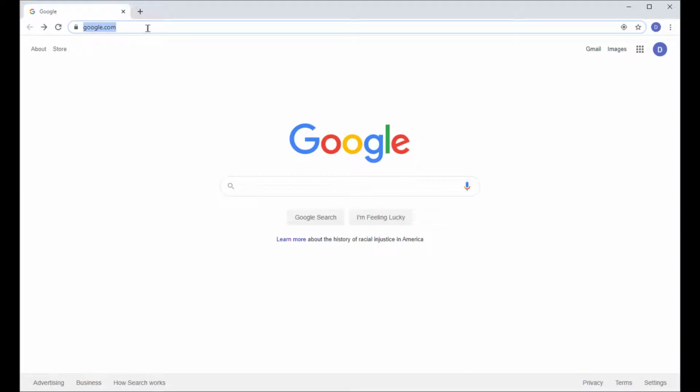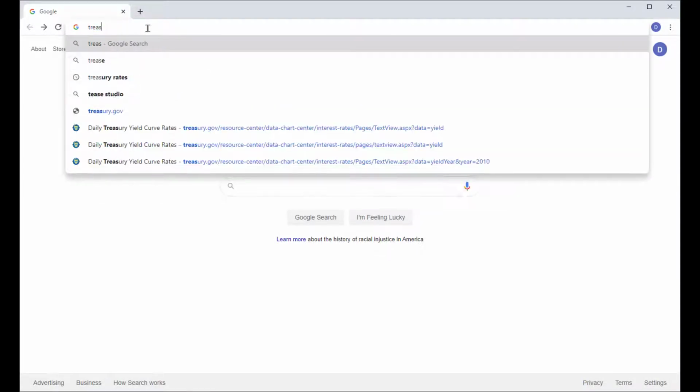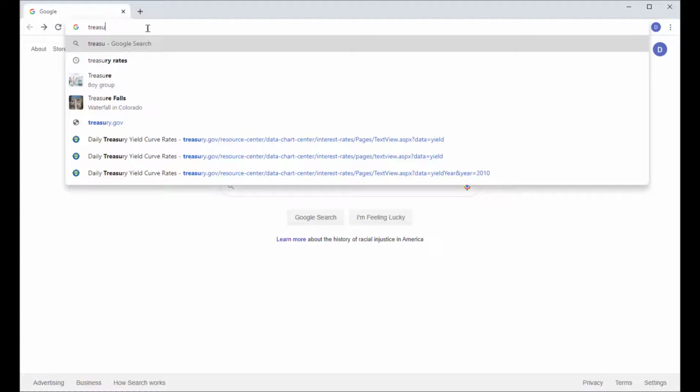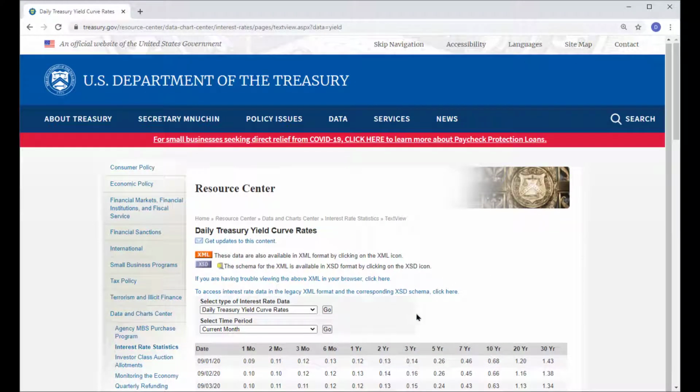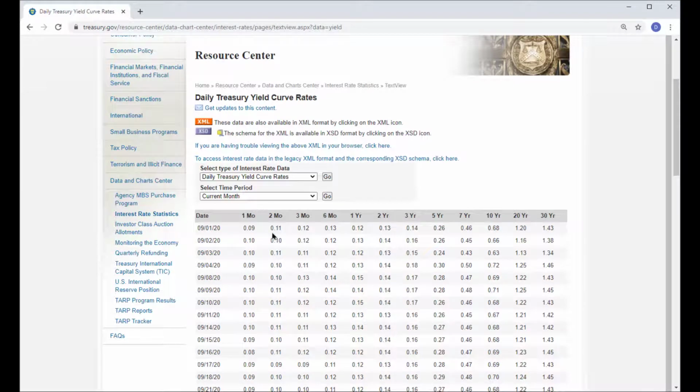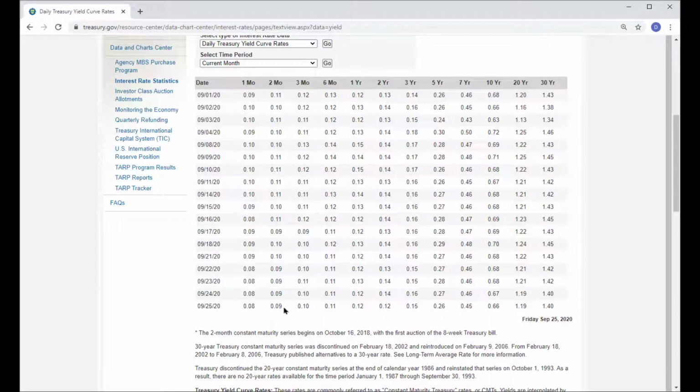First, let me show you where I pulled the data. I'm going to Google treasury rates. Click enter. My first hit is this daily treasury yield curve rates, and this is where I'm pulling the data from. And so you can see that we have the yield to maturity on 1 month, 2 month, 3 month, 6 month, all of the different maturities of treasuries, and here are the yields to maturity. Note that I would have to divide these by 100 if I'm going to do any calculations with them. So it's telling me that the 1-year rate is 0.12, that's 0.12%. The 30-year rate is 1.4, that's 1.4%.